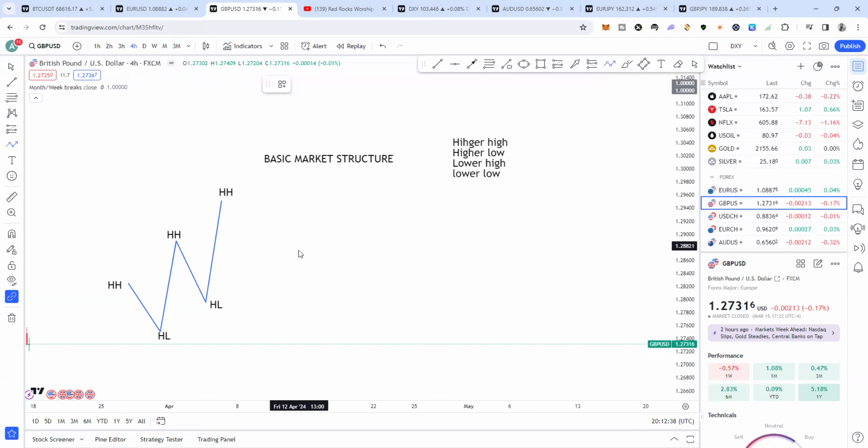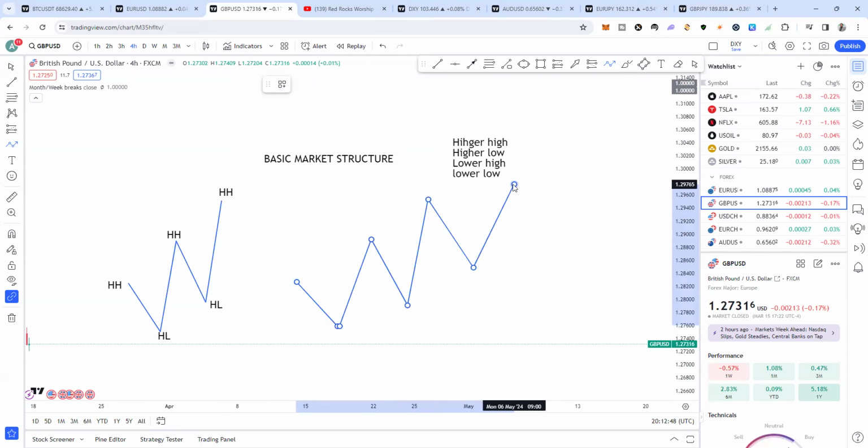If you are new to the market, you'll be hearing people saying we are in a bullish season, we are in a bearish season, right? So you'll be wondering, what are these guys saying? So this is what they mean. So we say this is a bullish scenario.